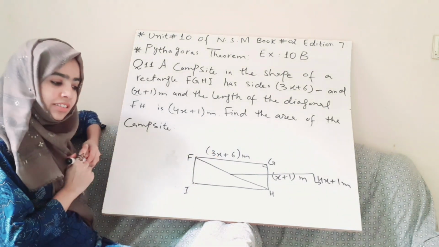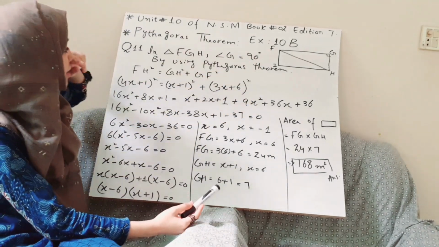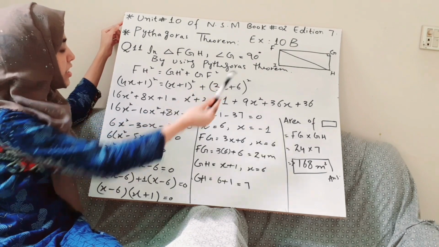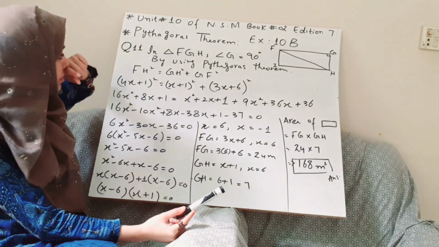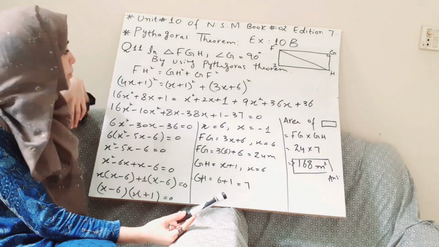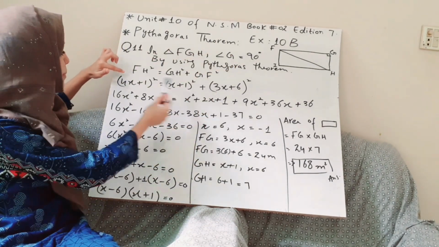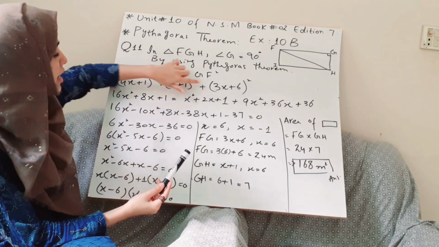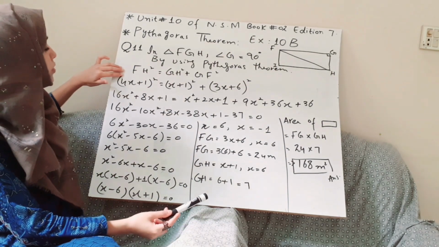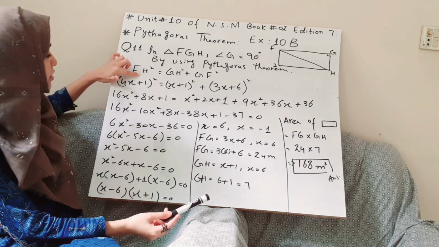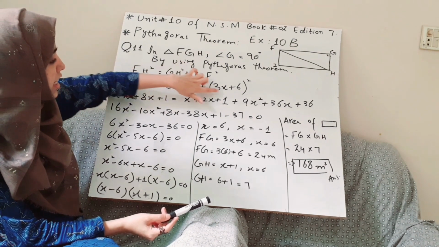So let's find it. We have been given this campsite in the shape of a rectangle FGHI. We have been given two side lengths FG and GH, and the diagonal from F to H. So we have to find x as I told you. In triangle FGH, angle G is 90 degrees. By using Pythagoras theorem, hypotenuse square equals GH square plus GF square. FH square equals GF square plus GH square. We are given diagonal FH, which is 4x plus 1. GH is x plus 1, GF is 3x plus 6.